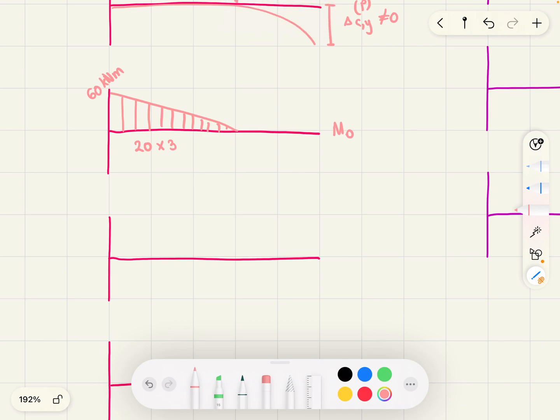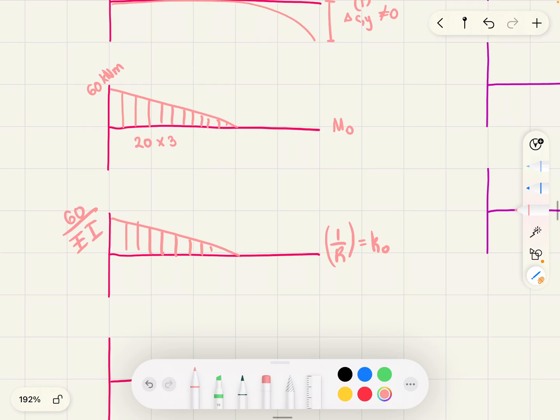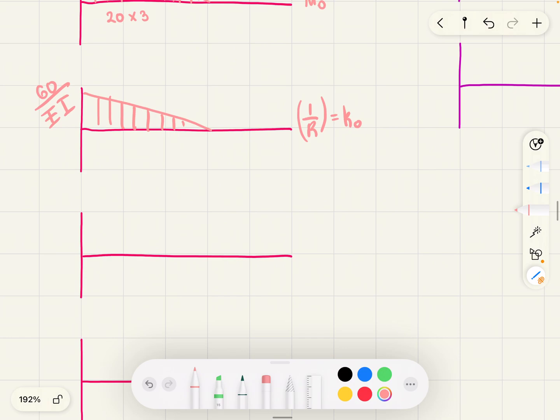So now we need to do it due to the real curvature, K naught. So it's going to look the same, but we're going to have 60 over EI this time. So we're dividing by the flexural rigidity. And then we can draw the unit virtual force acting at point C, because this is where we want to find the displacement, deflection, at point C.